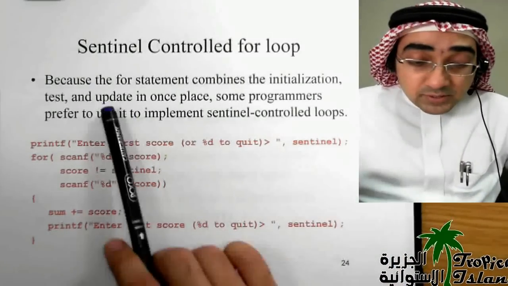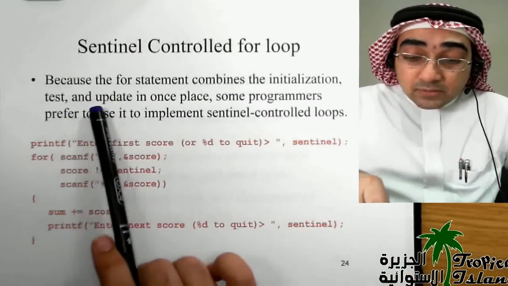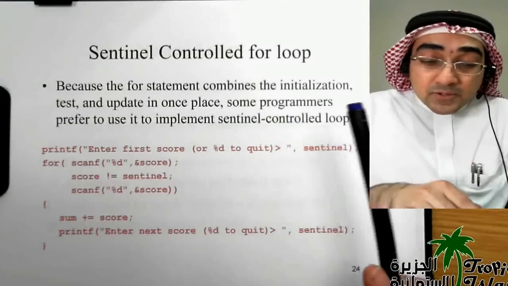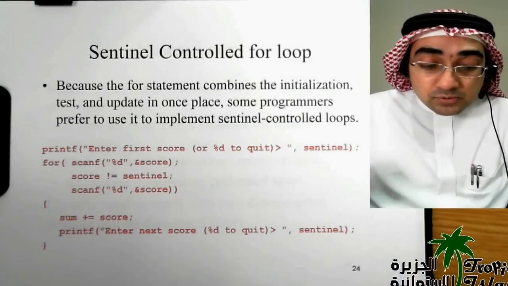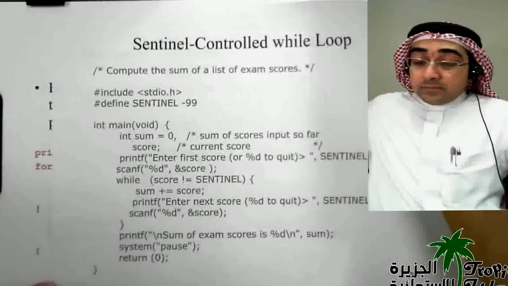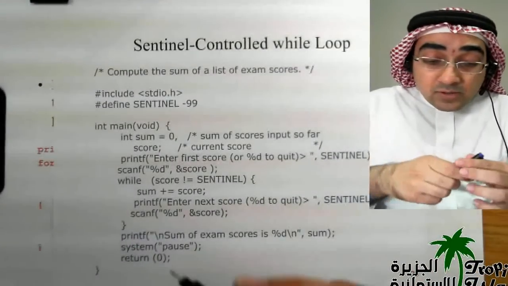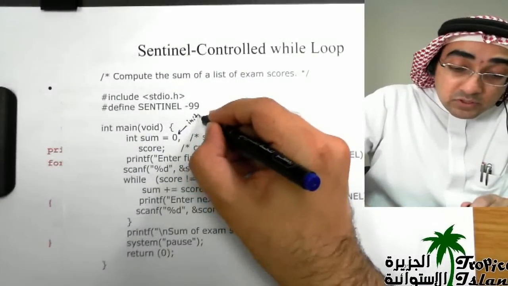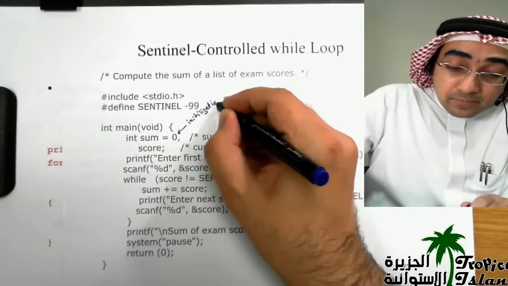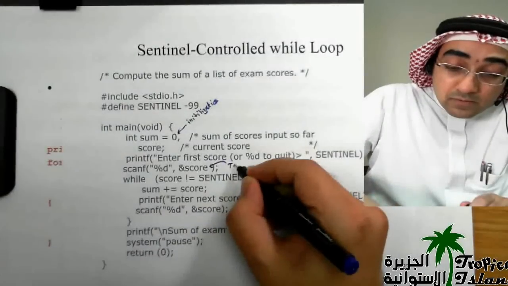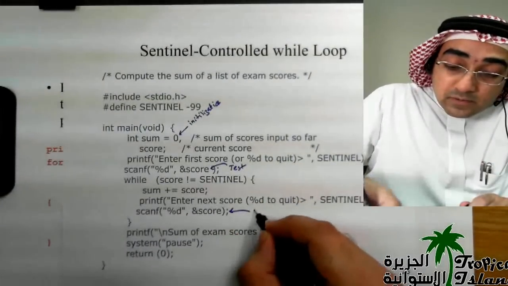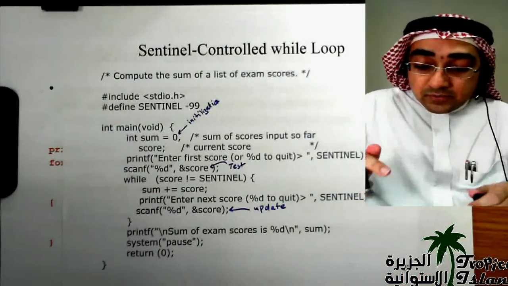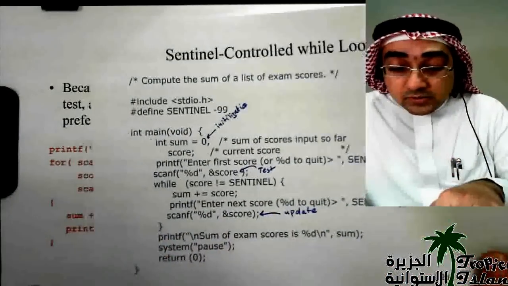Sentinel control loop: because the for statement combines the initialization, test, and update in one place, some programmers prefer to use it in a Sentinel control loop. So if I come back over here, this is my initialization, this is my test, and this is my update. Actually the printf is only prompting the user, but the actual update is occurring over here.